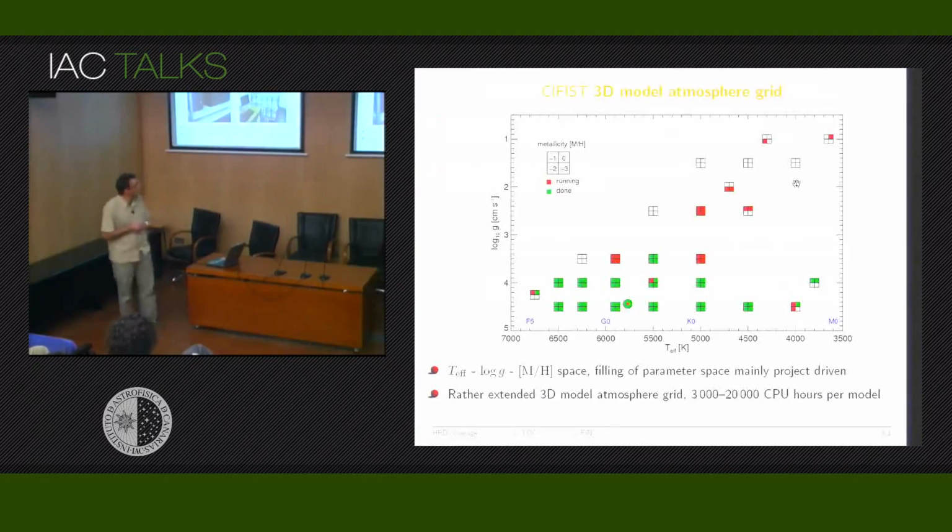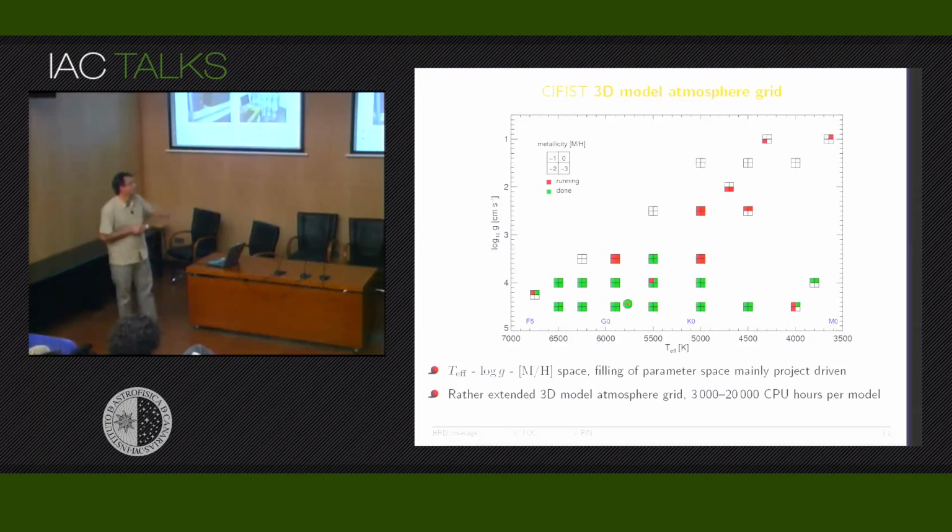So much for that. Now coming to the model grid that CIFIST has been working on. This is the state of affairs after about 2 years of operation of the CIFIST group, indicated in a spectroscopist's HR diagram, meaning surface gravity of a star as a function of effective temperature, the kind of models we have been able to produce so far.